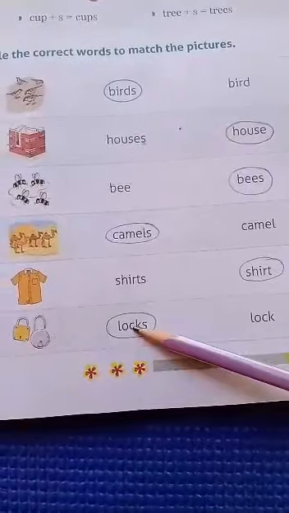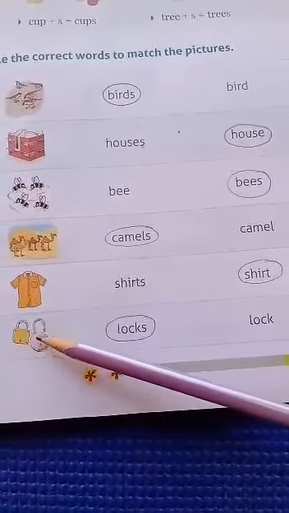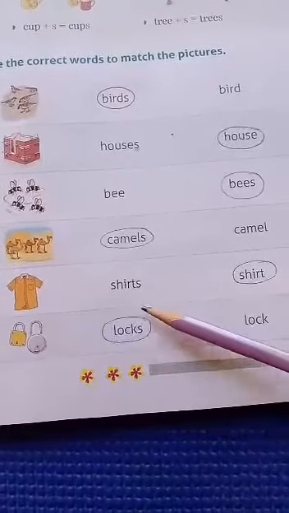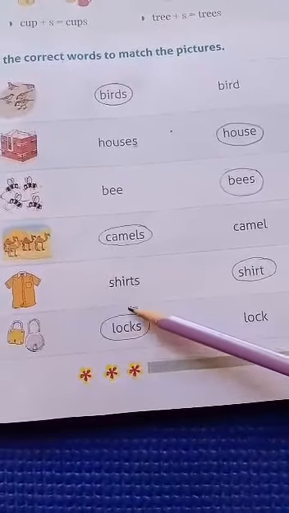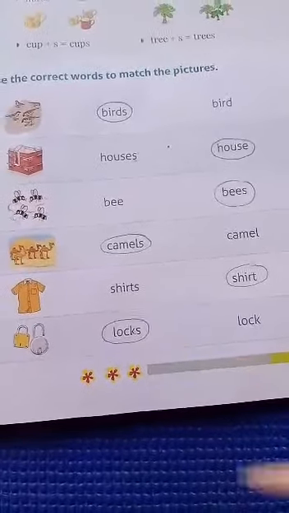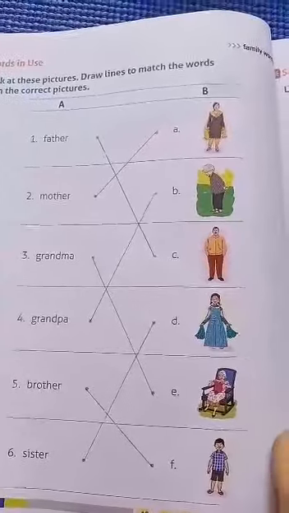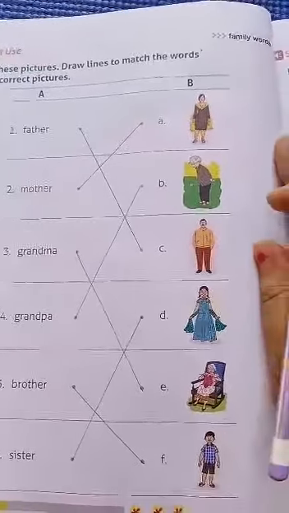Now, next is, you can see 2 locks are there. So we will circle the spelling adding S. Locks. Now change the page. This is a very simple exercise for all of us.